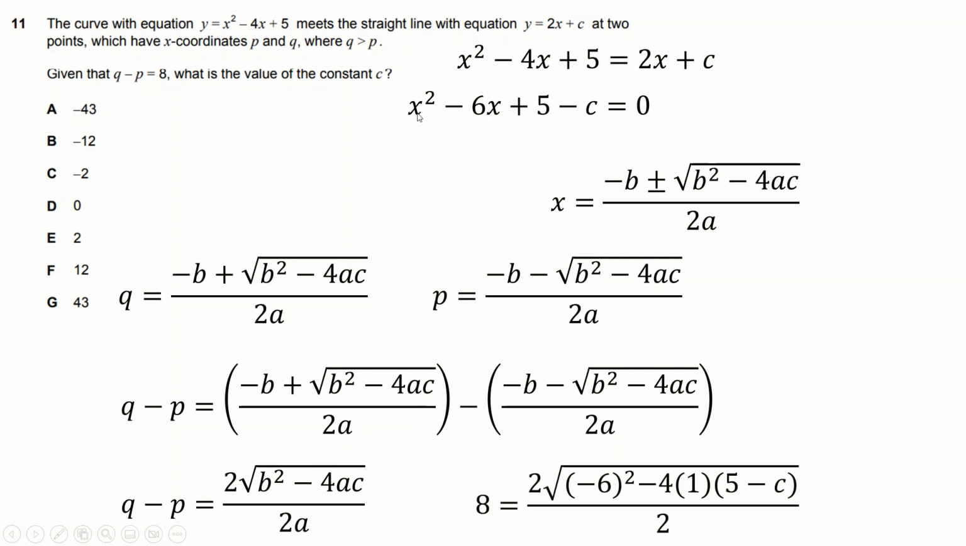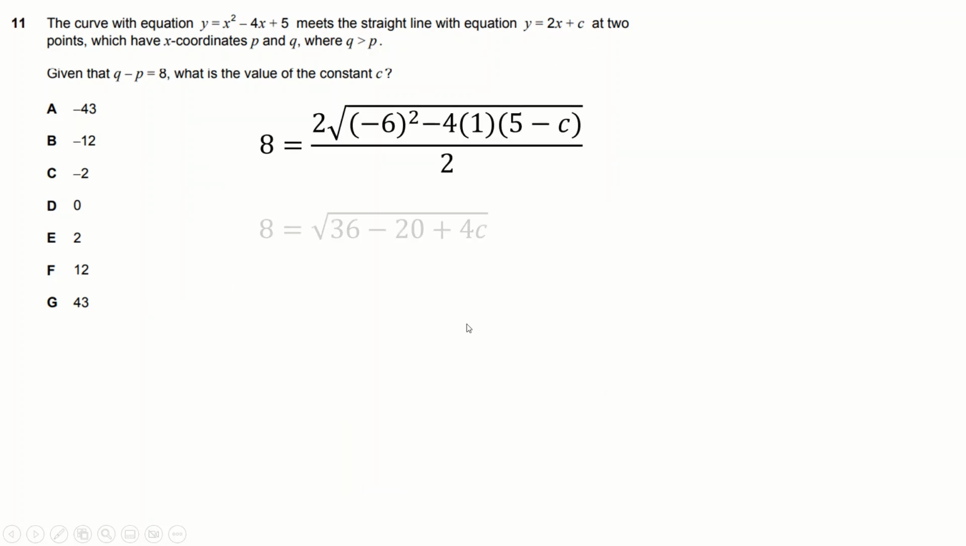And we can also say a is 1, b is minus 6, and c is 5 minus c. So we get this here. The 2's will cancel. You can say this is 36, this is minus 20, and then plus 4c. This is 16 plus 4c. You can square both sides. Here you can rearrange, and you'll eventually solve the answer of 12.